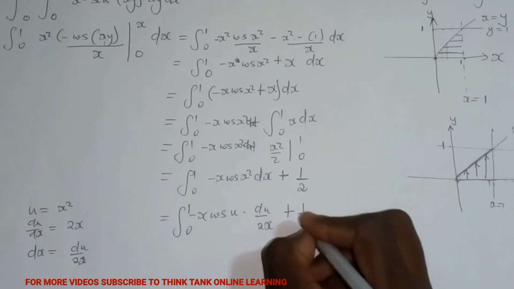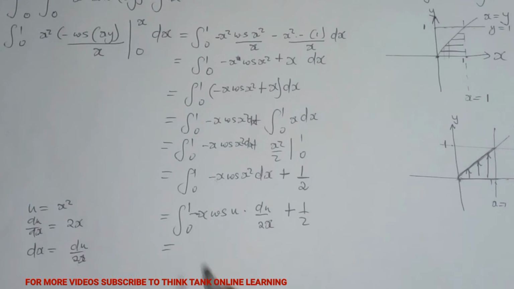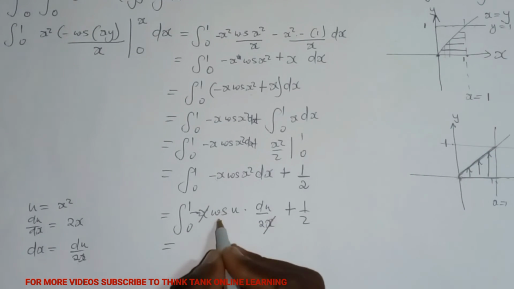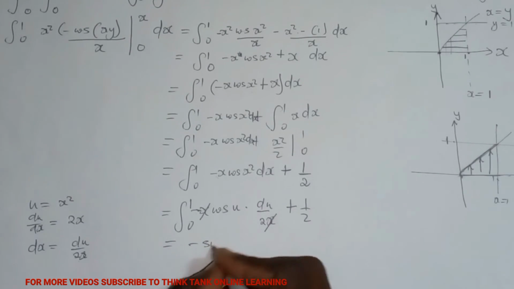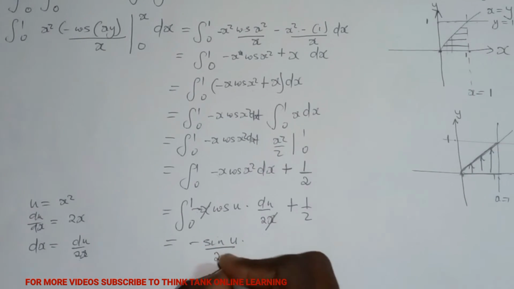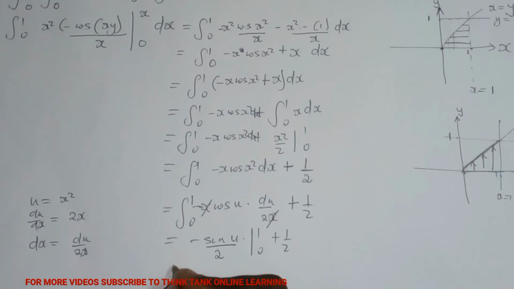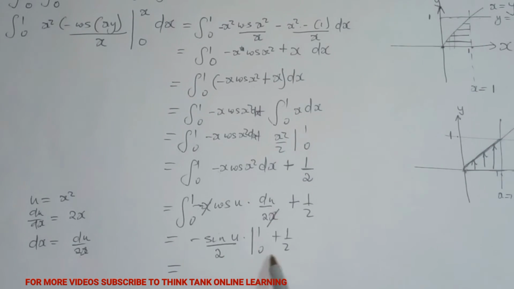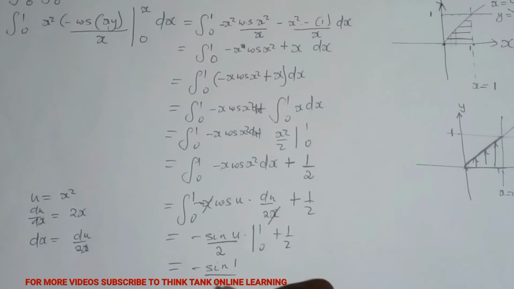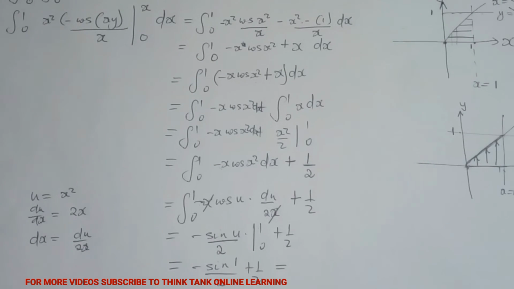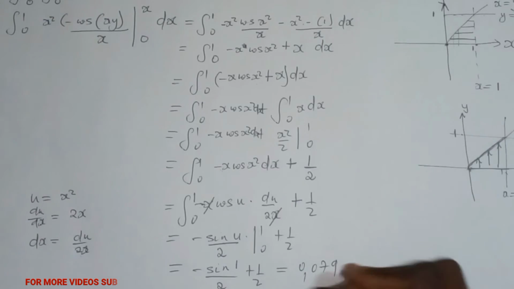With limits 0 to 1, plus 1/2. And now we're going to integrate. So this is negative, and if we integrate here, we're going to cancel this and this. The integral of cos u is sine, but we have a negative here, so it's negative sine u over 2, our limits 0 to 1, plus 1/2. If we just say upper bound minus lower bound, we know that sine 0 is 0, so that means this is going to be negative sine 1 over 2 plus 1/2, and if you evaluate that, you're going to get approximately 0.079, and this problem is done.